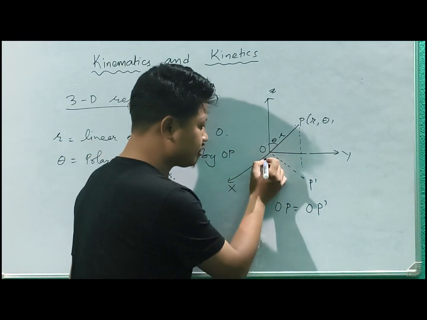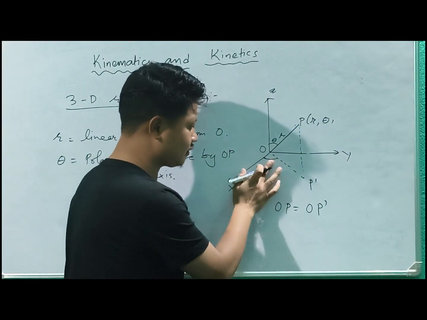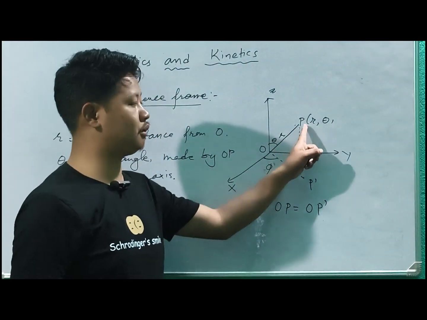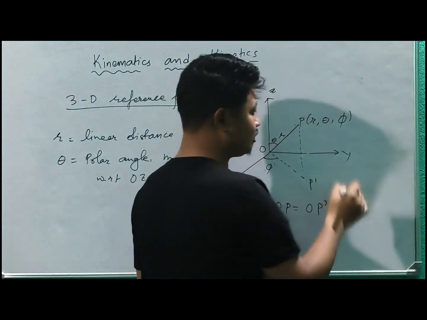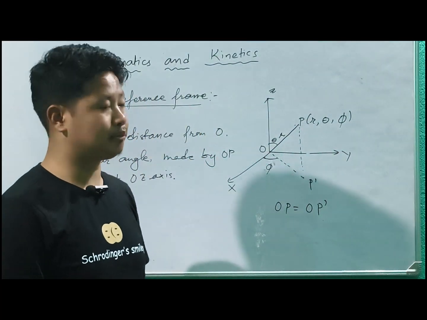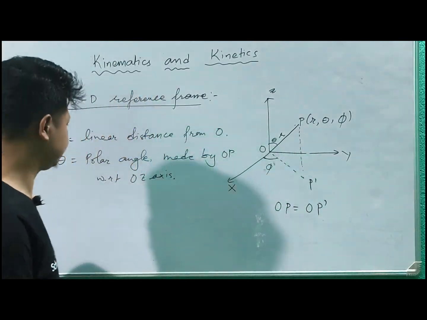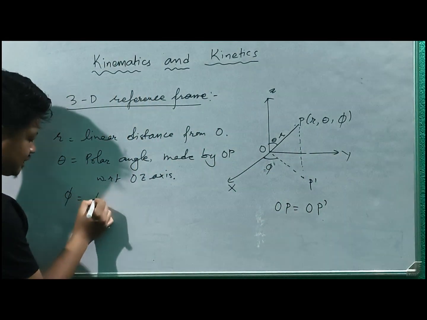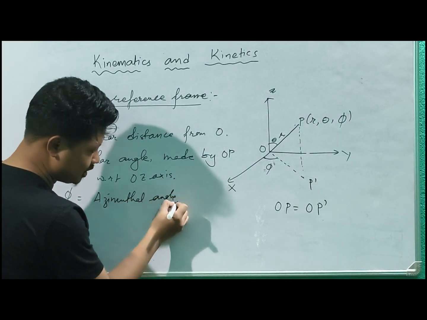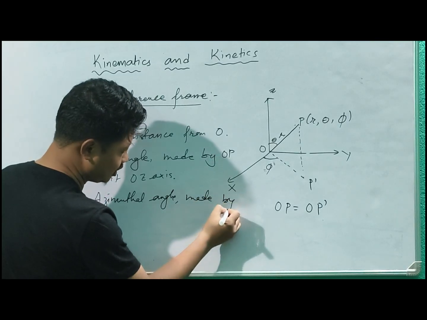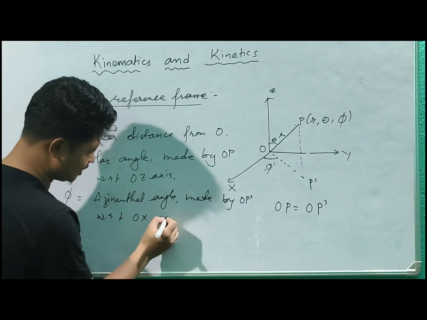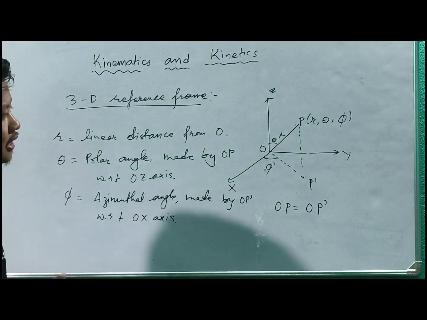If I draw the angle here like phi, that will give the third coordinate of the point P. Now I have all the three coordinates, and this is completely fine to define the position of the particle. So what is phi? This is called the azimuthal angle. It is made by OP dash with respect to the OX axis. Understood? So we have three coordinates.